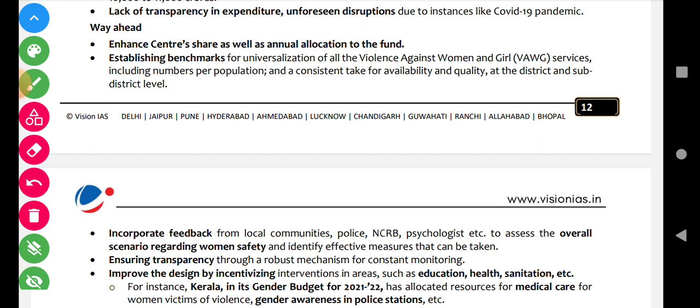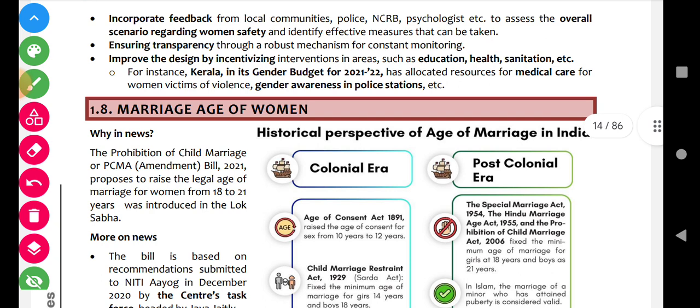Enhance the center's share as well as the annual allocation to the fund. Establish benchmarks for violence against women and girl services, including numbers per population and consistent checks for availability and quality at the district and sub-district level. And next, incorporate feedback from local communities, police, NCRB, National Crime Records Bureau, psychologists, etc. to assess the overall scenario regarding women's safety and identify effective measures that can be taken.